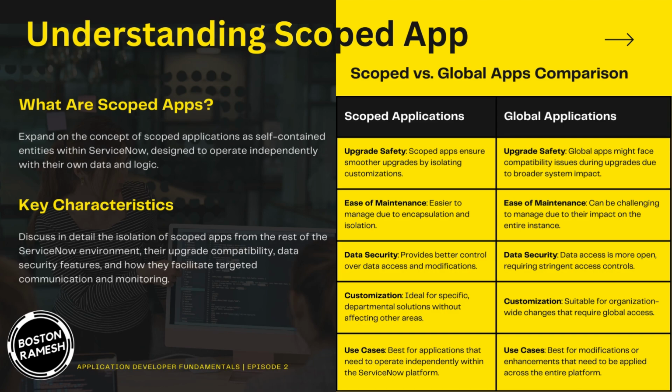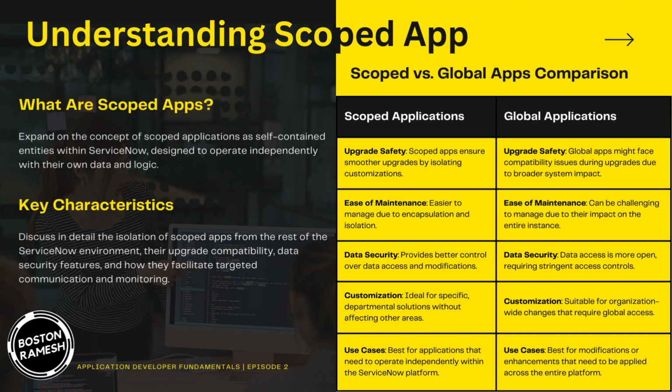So moreover, the targeted communication and monitoring within scoped applications can be likened to how specific applications on Windows might manage their notifications and updates independently of other applications. This targeted approach within scoped apps ensures efficiency and specificity in operations, much like how certain updates or alerts are specific to an application on your Windows operating system, not affecting or appearing in others. So let's see what we have on the slide here: a comparison between scoped applications versus global applications.